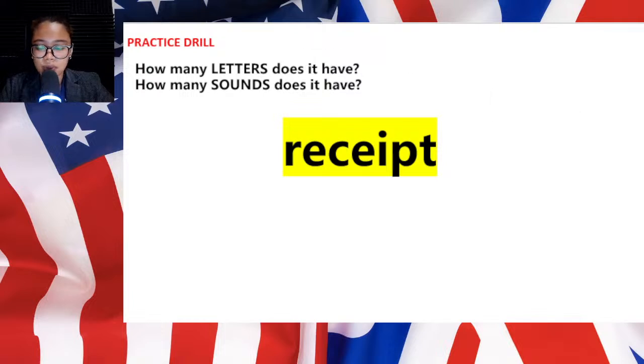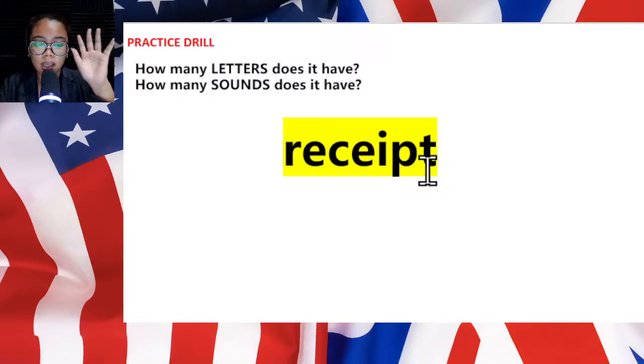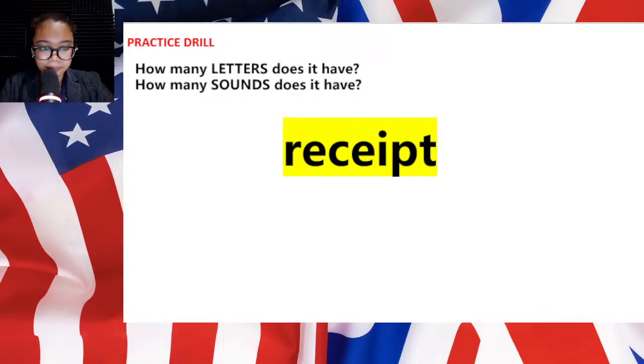So we look at the letters first. How many letters does receipt have? Let's count them all. One, two, three, four, five, six, and seven. So we have R, E, C, another E, I, P, T. So there are seven letters. That's a straightforward count of seven individual letters. No hidden letters here, just what we see.